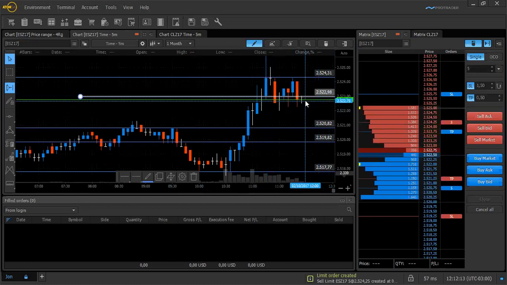And now that it has broken out, it's a resistance because it's above the price. See, as this 523 is resisting the price. So it's trying to go up, but it can't.